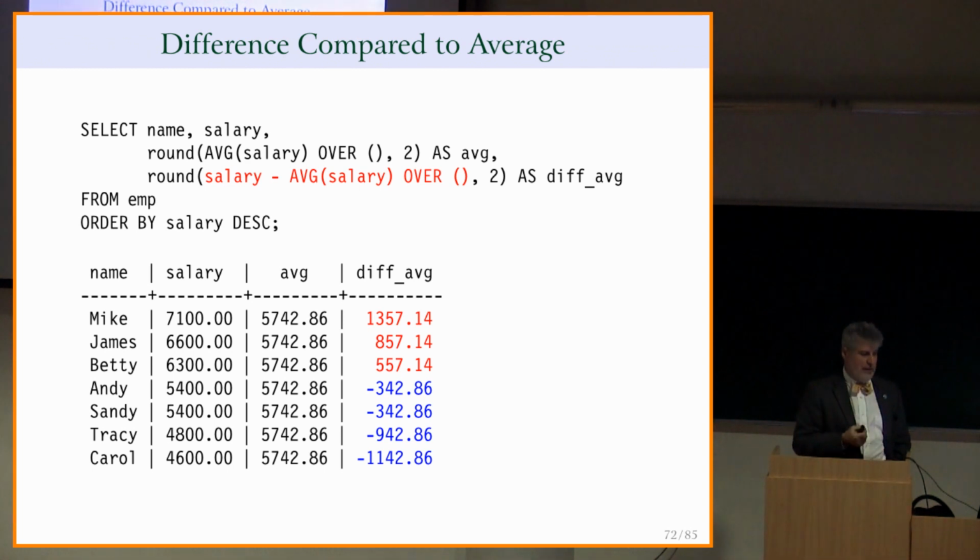What I'm now showing is the difference between that person's salary and the average salary. In red, I'm showing all of the people who have a salary above the average. And in blue, I'm showing all the people that have a salary below the average. Okay? Kind of interesting.